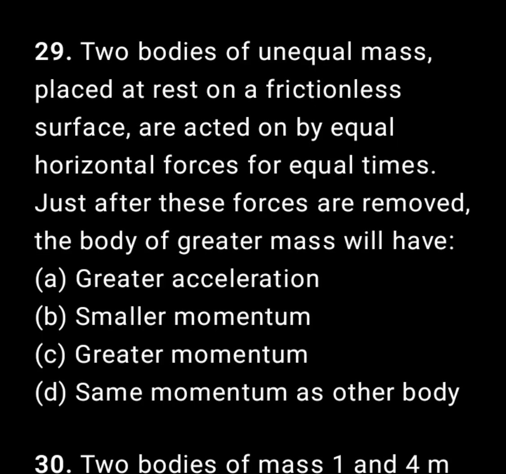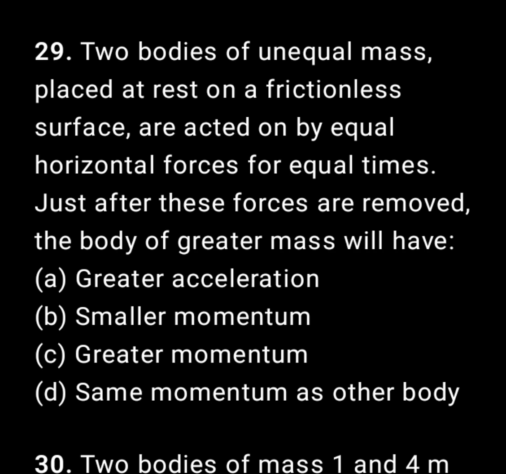29. Two bodies of unequal mass, placed at rest on a frictionless surface, are acted on by equal horizontal forces for equal times. Just after these forces are removed, the body of greater mass will have A. Greater acceleration. B. Smaller momentum. C. Greater momentum. D. Same momentum as other body.